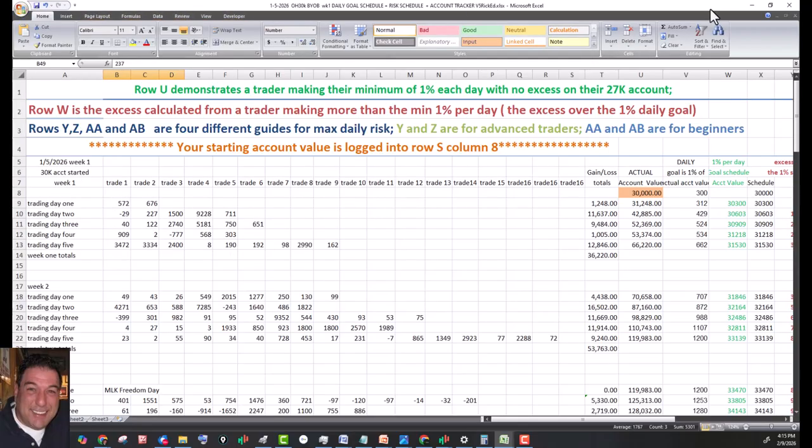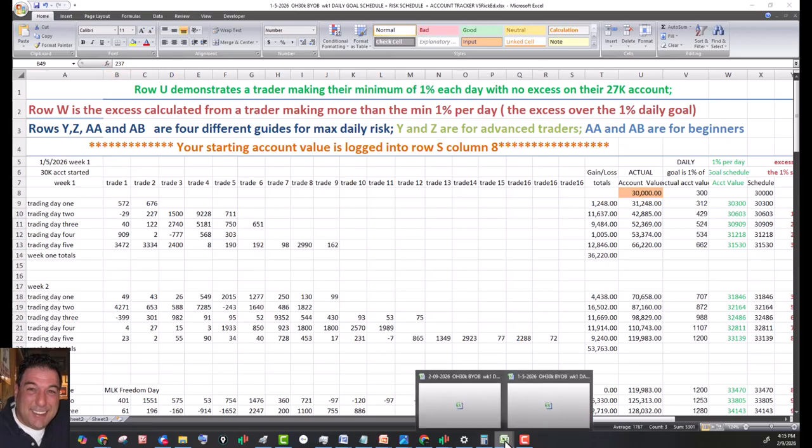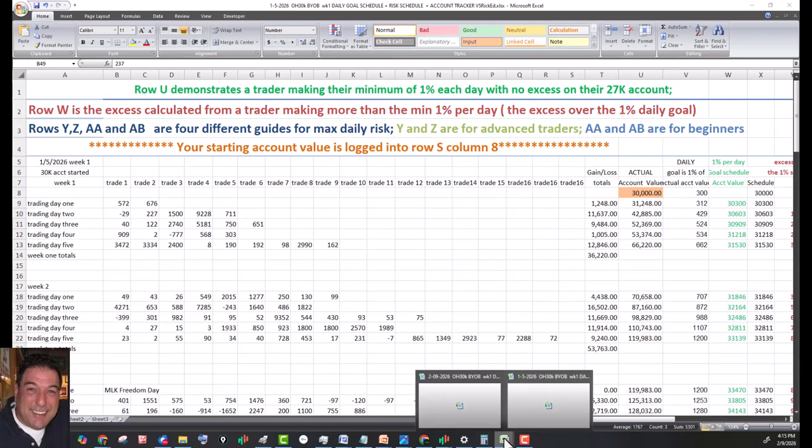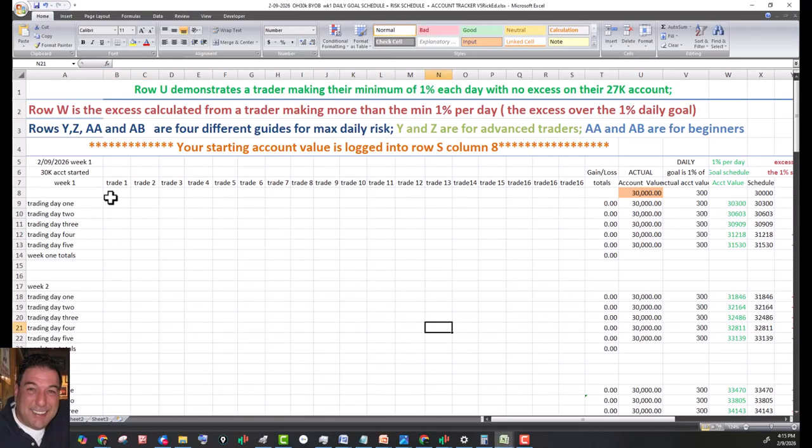This is last month. So I started a new one for this month, and that is right here. There's the new one. So day 1, I started with 30K. I'll be filling this in with the new stats that I just got. So my goal tomorrow is going to be 1% of, excuse me, 30,500. So it's going to be 305. That'll be my daily goal for tomorrow, 305.